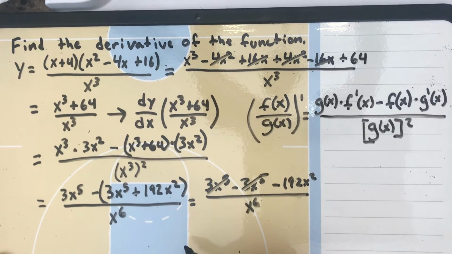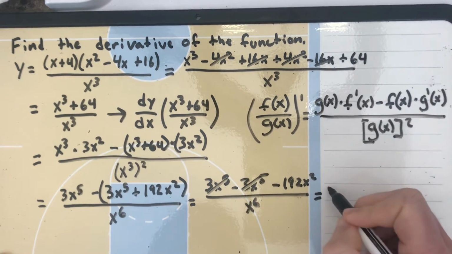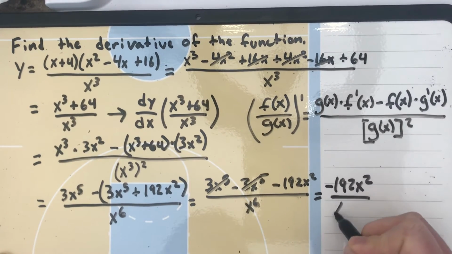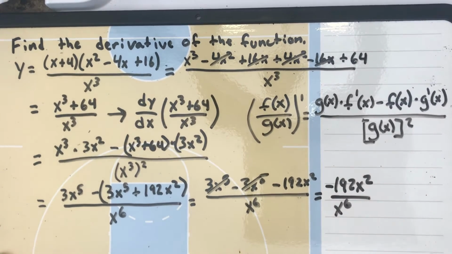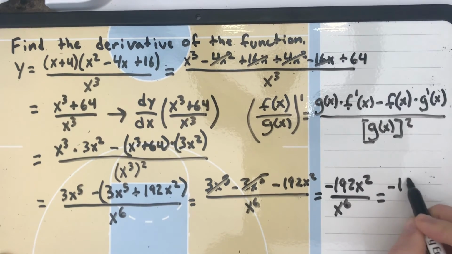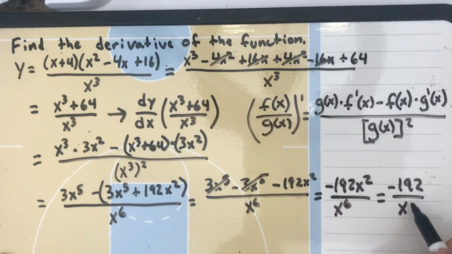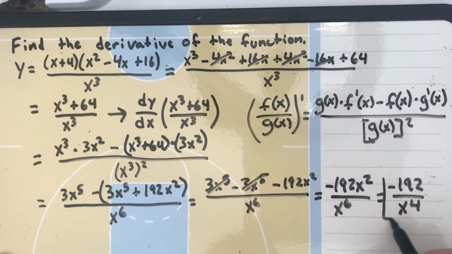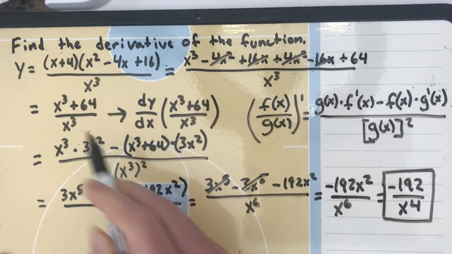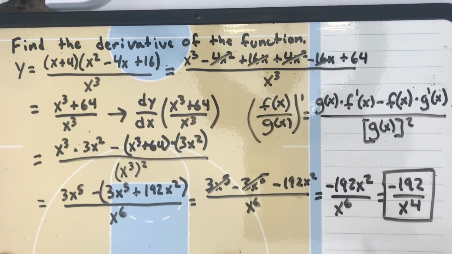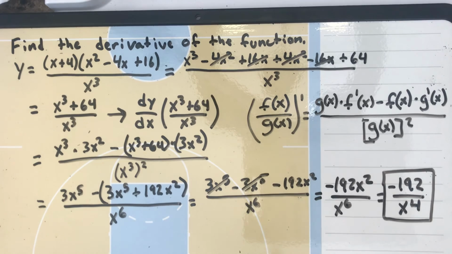and that's going to leave us with negative 192 x squared over x to the 6th. And obviously you can see the x squared and the x to the 6th can cancel, which is going to leave us with negative 192 over x to the 4th. And that's the answer. So the derivative of this whole function here is just negative 192 over x to the 4th. And we had to use the quotient rule to get there.